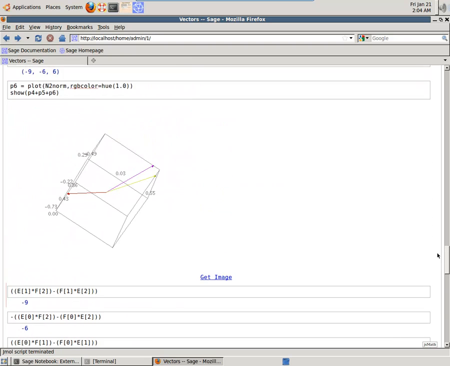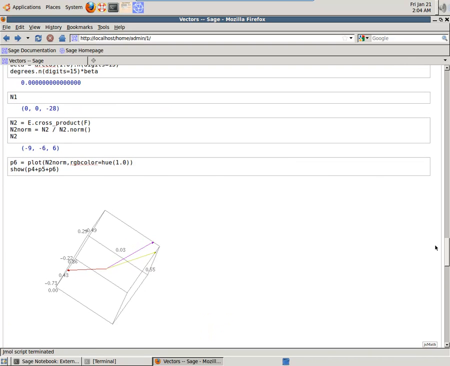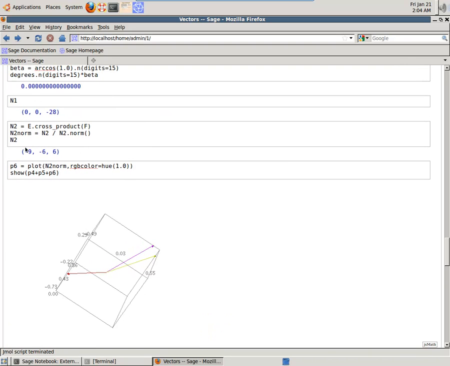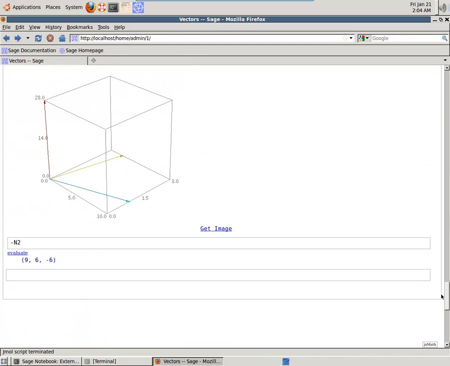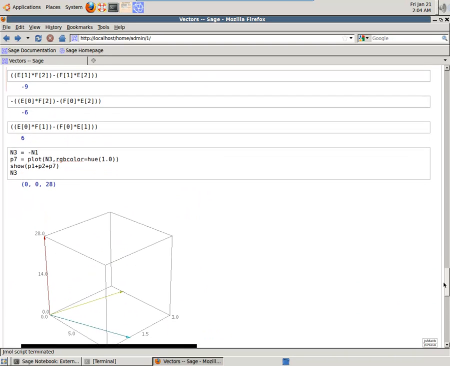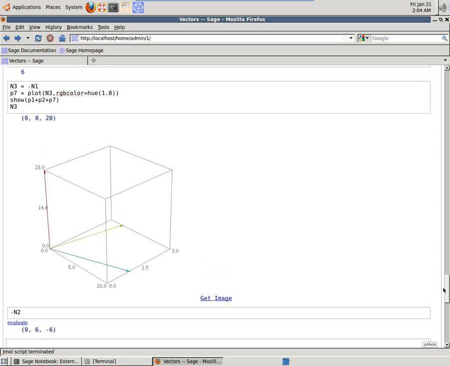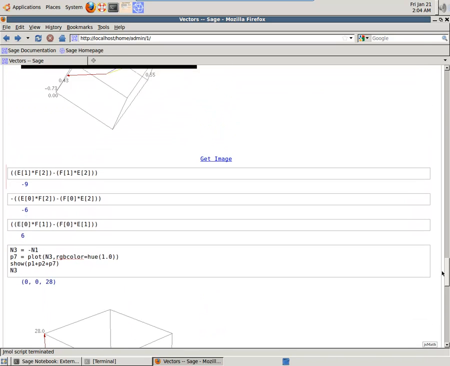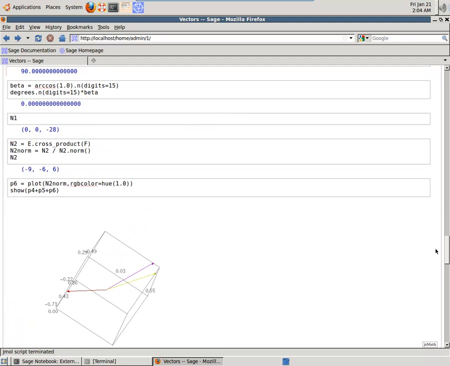Same thing goes for this one too. If I want to invert my normal here, then I multiply -1 throughout that normal, and so -9 becomes positive 9, -6 becomes a positive 6, and positive 6 becomes a -6. So you can see it's an absolute opposite of the original one here. And that's essentially how you do a cross product.